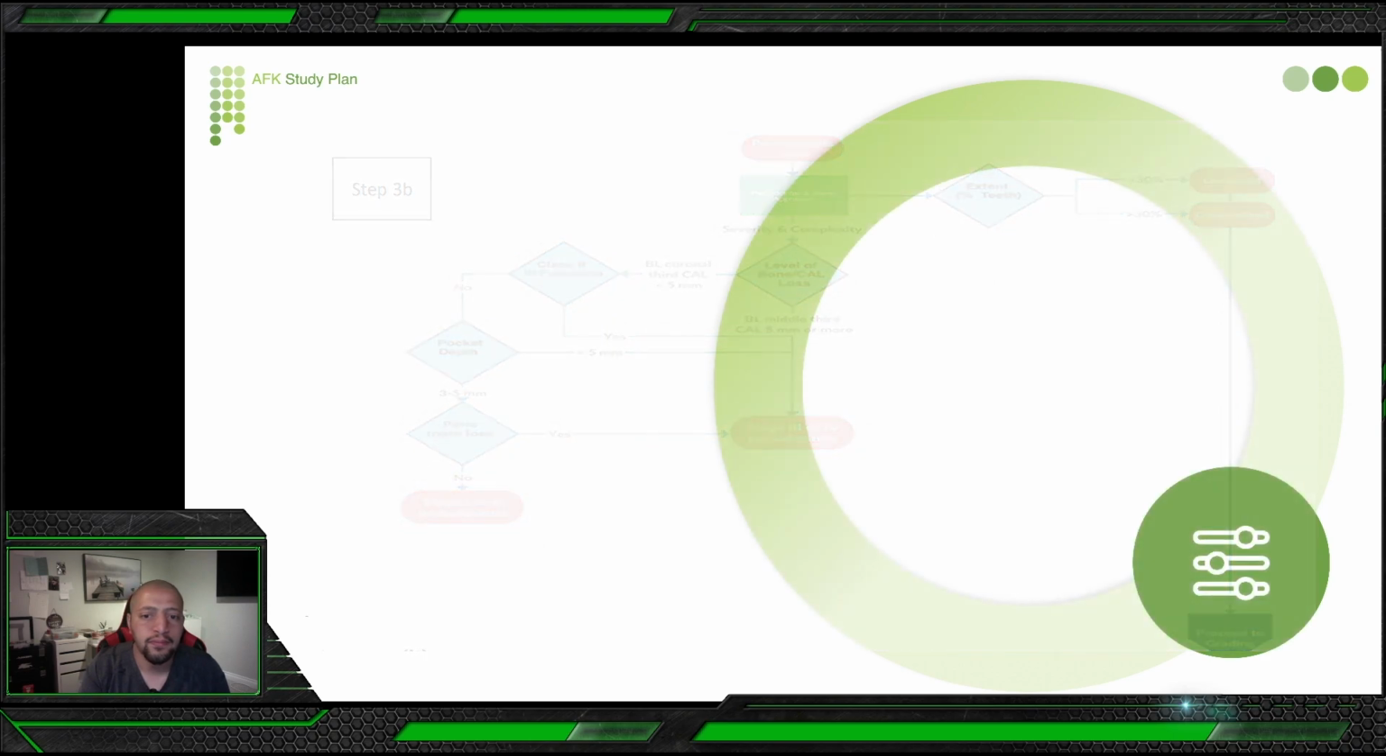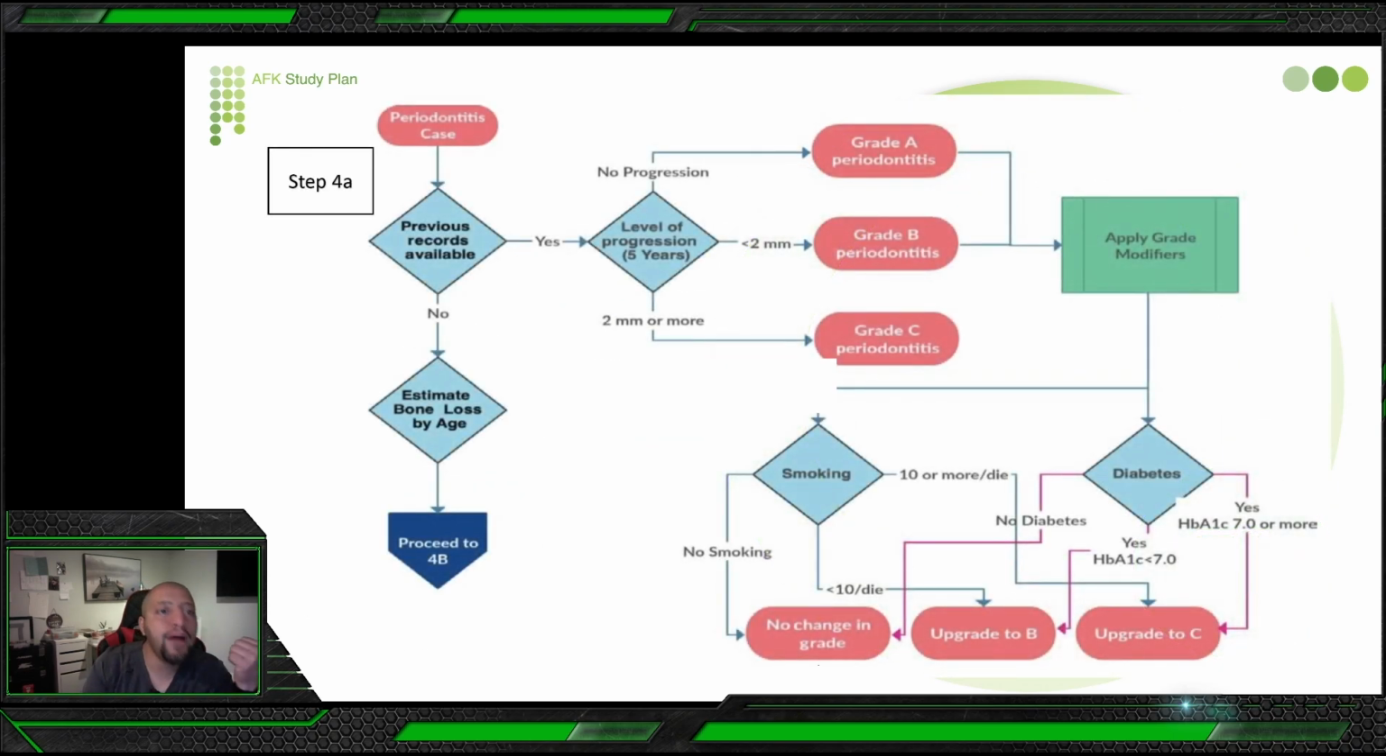Okay, and go back to the first step. If you have the probing depth, you're gonna check if this patient has a previous record available. You check the numbers you have now against the previous numbers, and you see if the progression is fast. Say this patient came to you 6 months ago with probing depths of 4, 5. Now he came back after 6 months, and you see a probing depth of 6 or 7. So he has fast progression, so you're gonna for sure make him grade C.